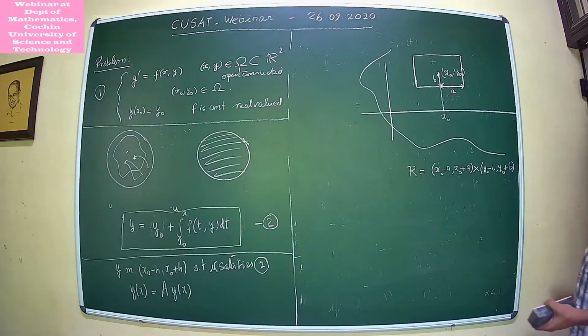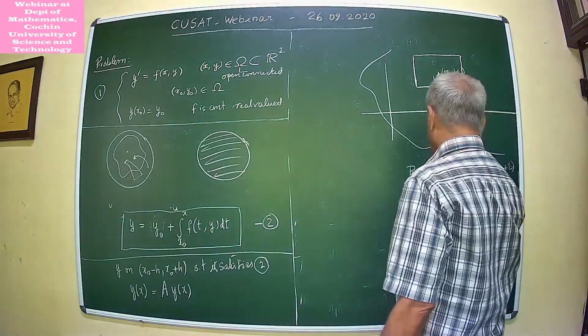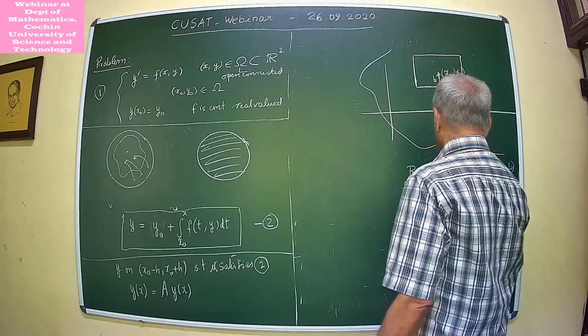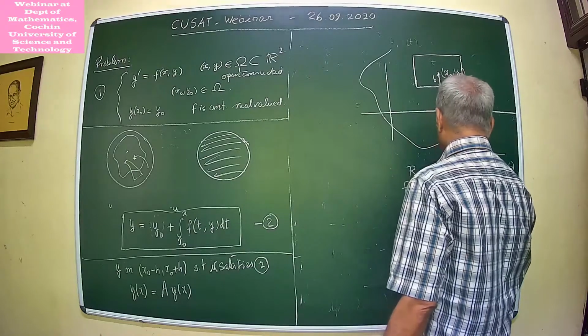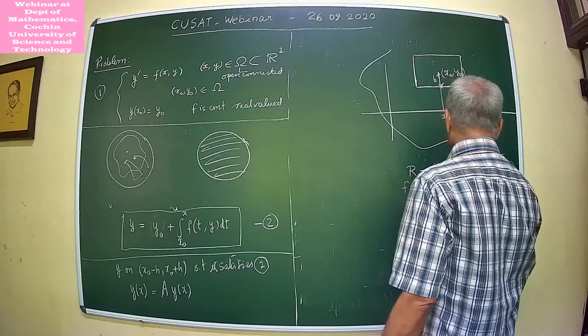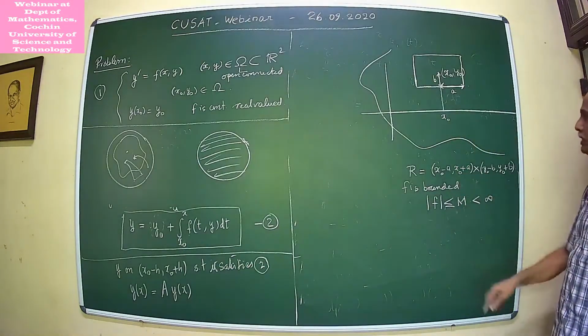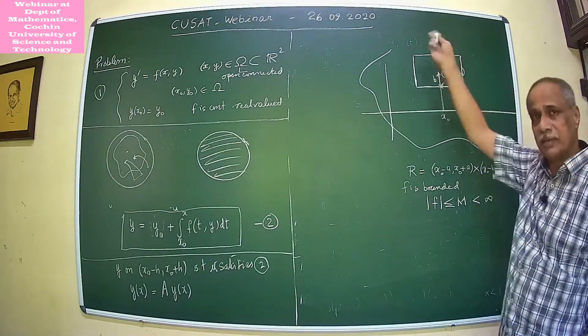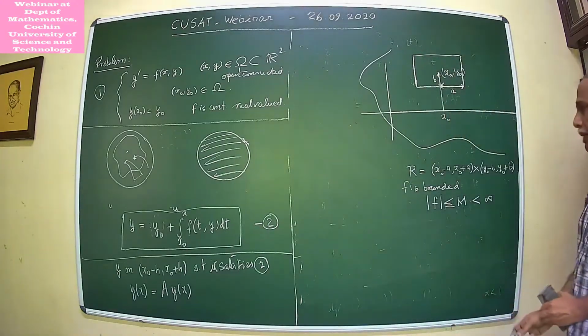Now, on this rectangle, f is bounded. Therefore, I have an M such that mod f is less than or equal to M. It's bounded because it's a continuous function on a compact set, therefore it's bounded. All sorts of things are used here. Okay, fine.